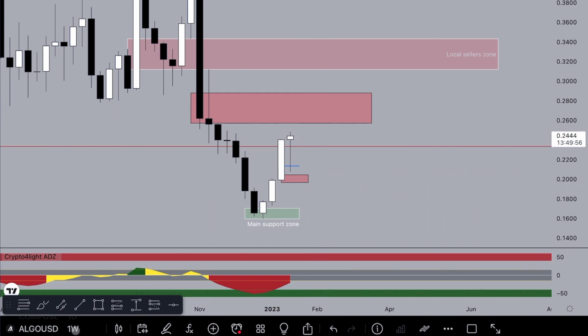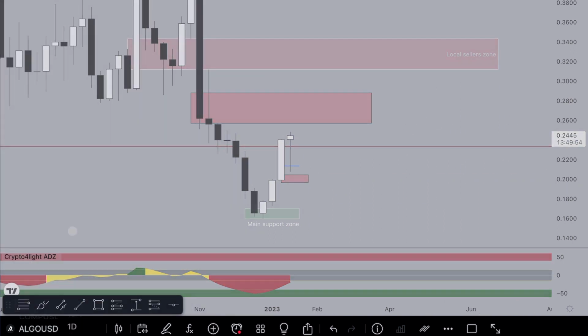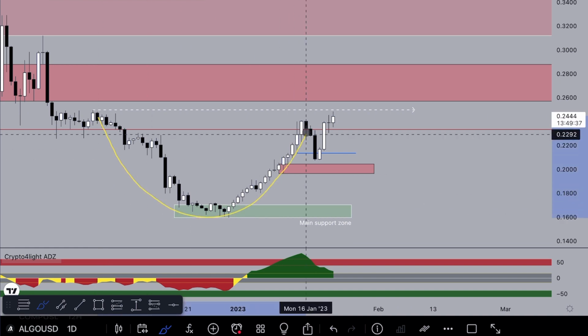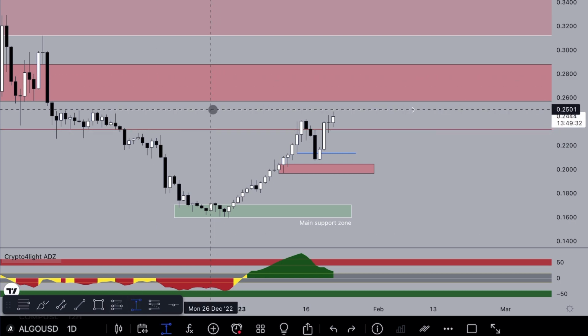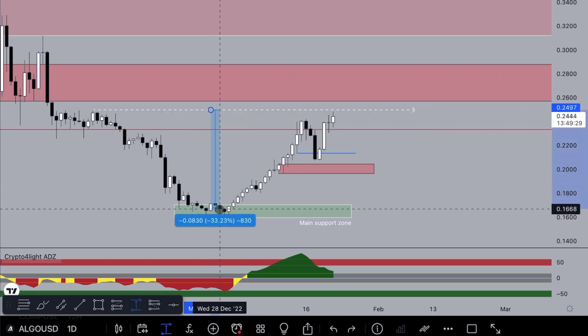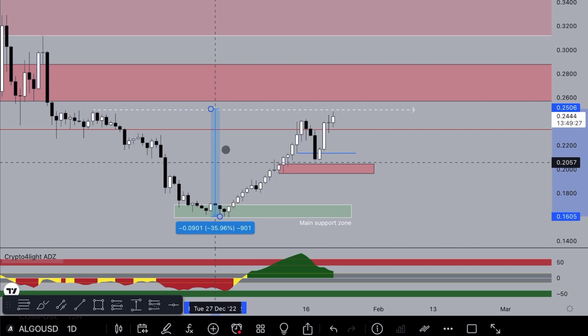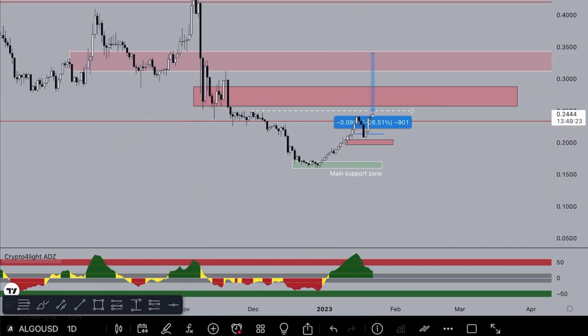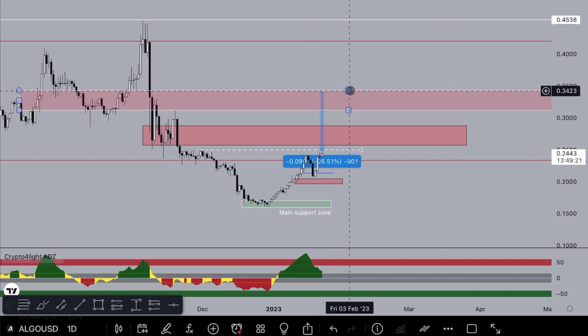But let's go to the daily time frame, and I would like to show you something interesting. A cup and handle pattern. Here we got a pretty clear cup and handle pattern. The target for this pattern will be like this one. So here is the top. When we're breaking out of this top, the target will be the top of the second resistance zone.